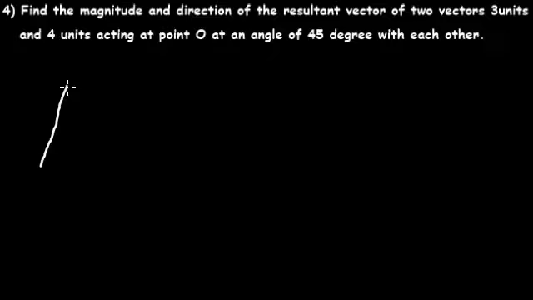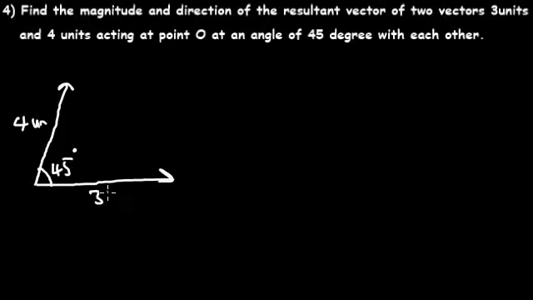So this is the first one. This is the head. This is the tail. So we will have the tail of the second one right here. The angle between them is 45. Okay, I think the way we are moving it is okay. So this is the second one. The angle between them is 45 degrees. Perfect. Now let this one be of 4 units and let this one be of 3 units.